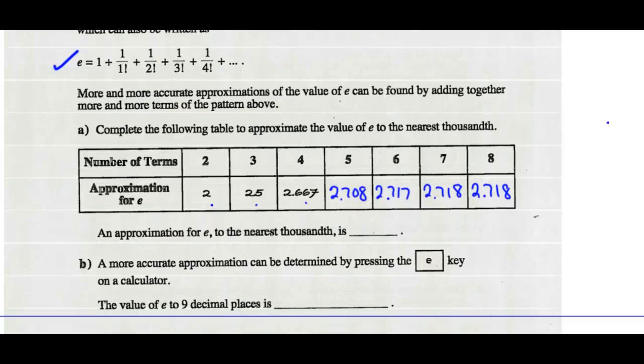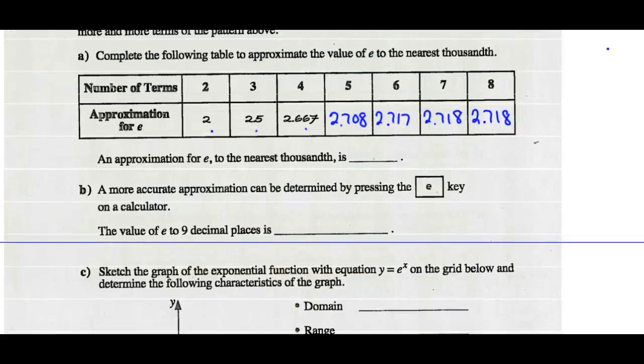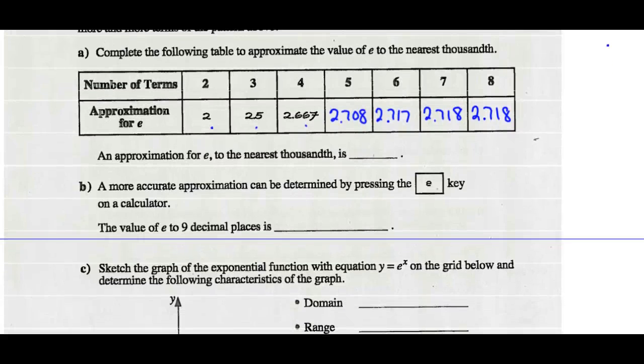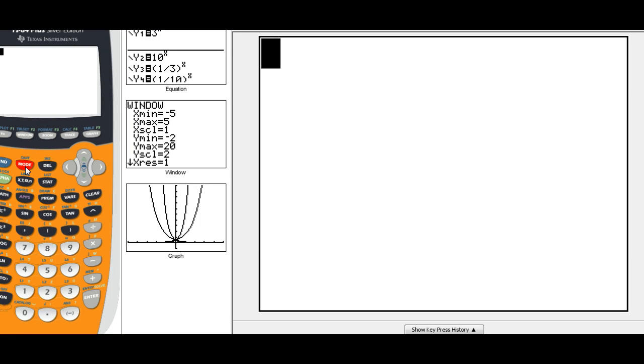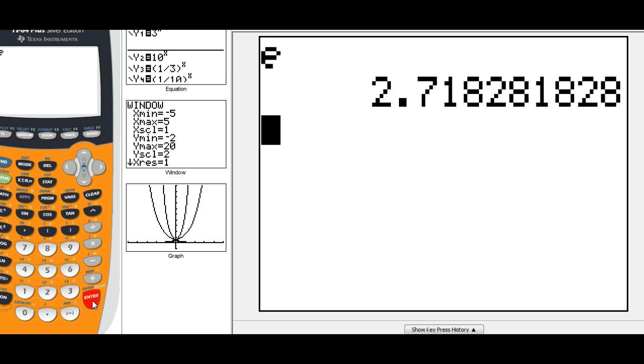So this is what our chart should have looked like if we followed that pattern correctly. So an approximation for e to the nearest thousandth, we know after 7 and 8 terms, it stays as 2.718. All right, so a more accurate approximation can be determined by using the e key on the calculator. The e key on our calculator is above the division sign, so you go second function e, and we find that to 9 decimal places. So let's write that out into our notes.